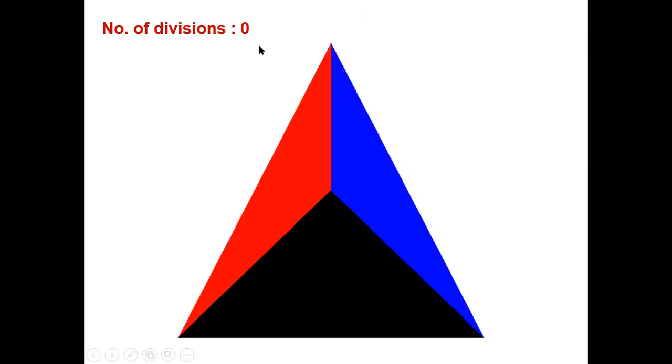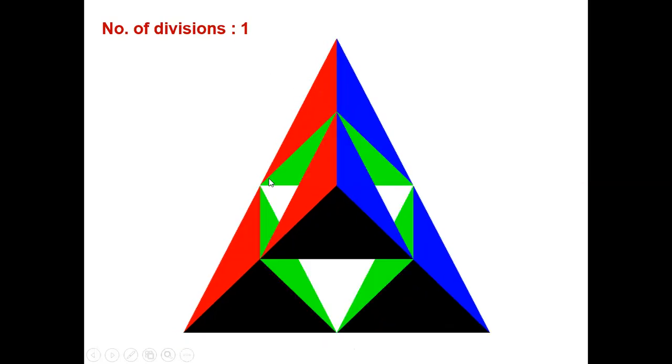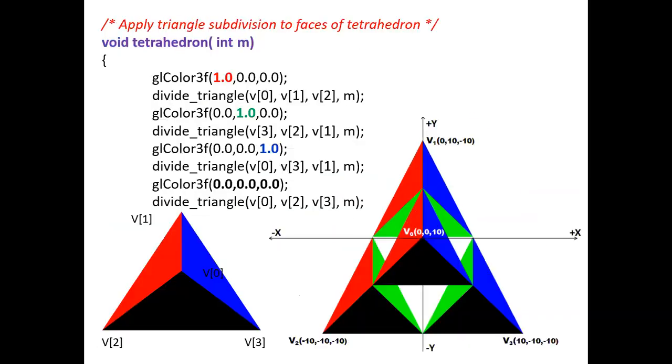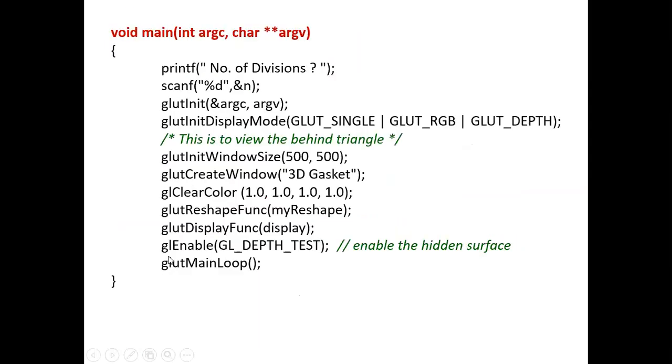If the number of divisions is 0, that means you are not dividing the tetrahedron, and you will get the output in this manner. When the number of divisions is 1, every time my tetrahedron will be divided into 4 tetrahedrons. You have to remember this. Then what is the concept? Forget about the middle tetrahedron. You have to delete the inner triangle and consider the remaining 3 triangles and perform the division. So this is the output for number of divisions as 1. As the number of divisions increases, the tetrahedron will also be further divided.